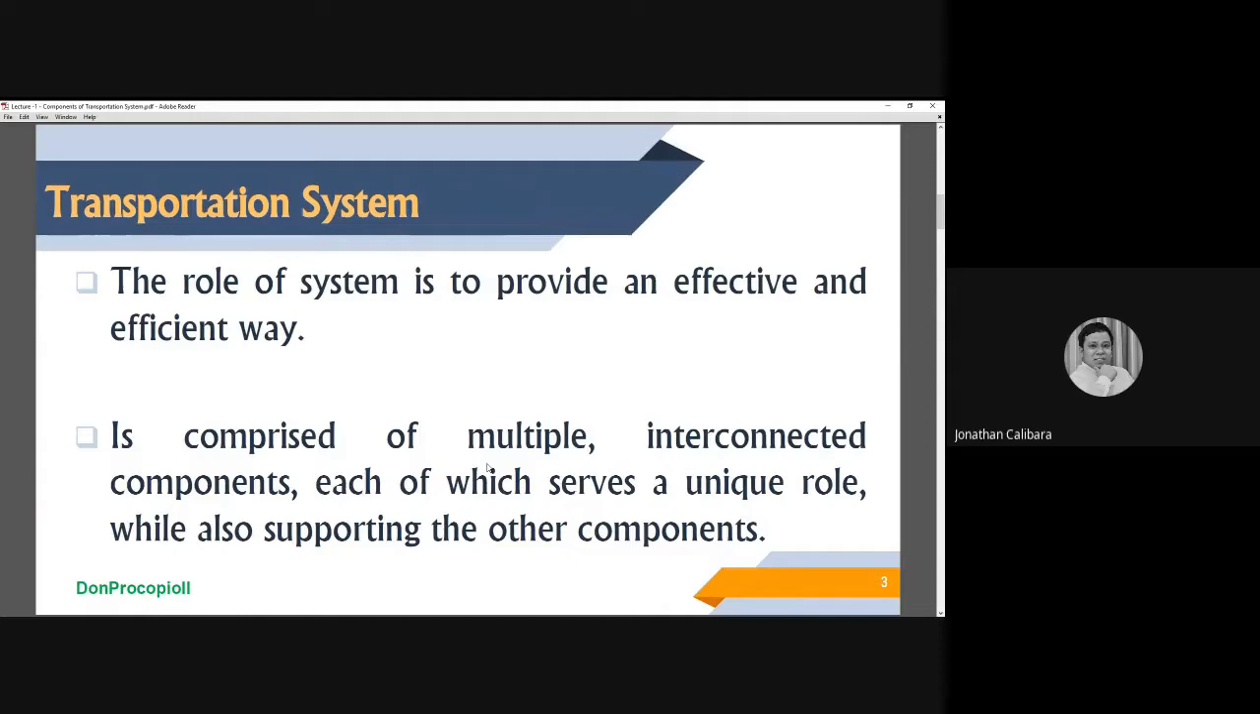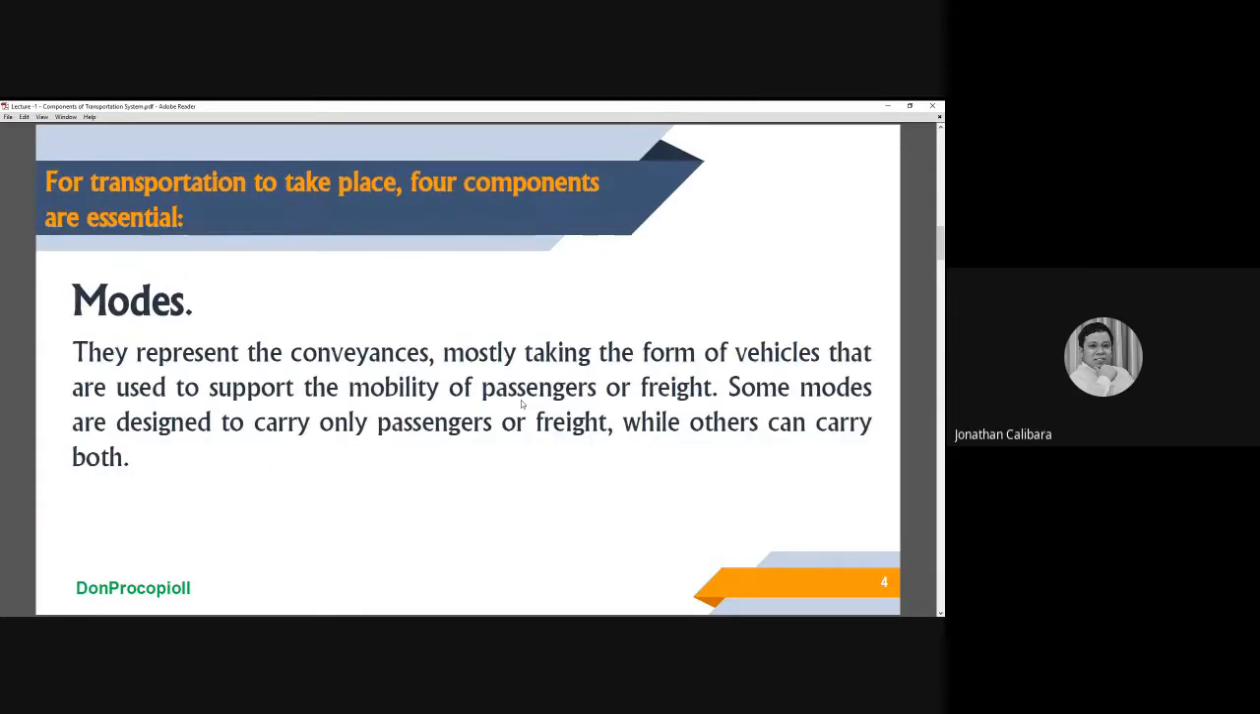The second one is that it is comprised of multiple interconnected components, each of which serves a unique role while also supporting the other components. So here there are elements, or something like a support system, a support system that makes it effective and efficient.